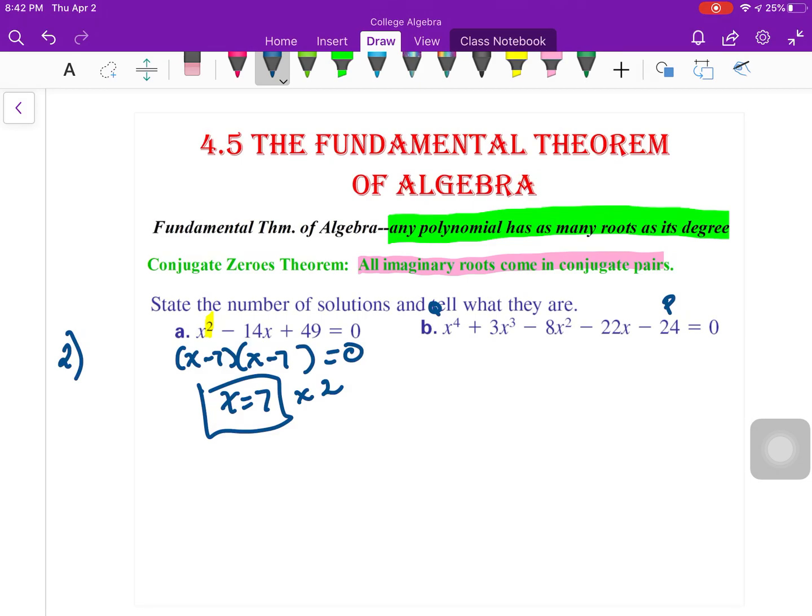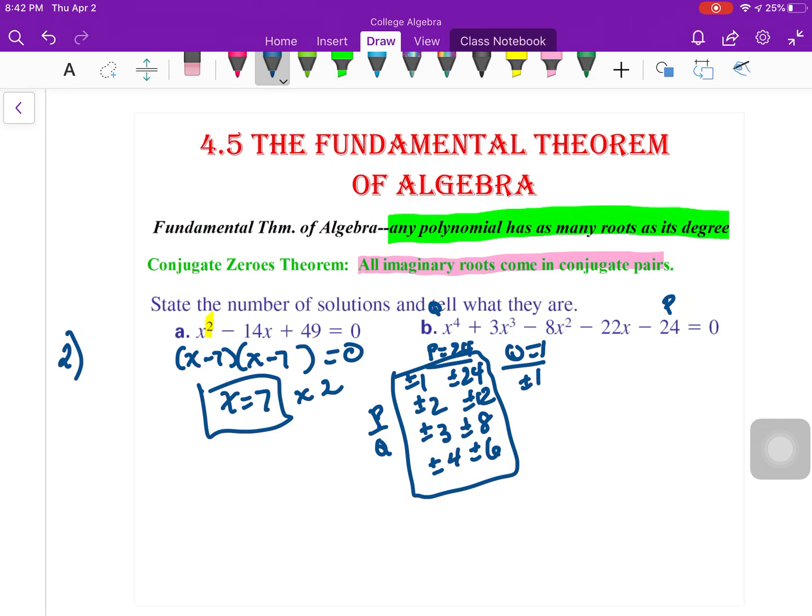This one I cannot factor, so I do my p over q. So the factors of 24 over the factors of 1, which will be the factors of 24. So that's plus minus 1, plus minus 24, plus minus 2, plus minus 12, plus minus 3, plus minus 8, plus minus 4, plus minus 6, all over plus minus 1. So these are my p over q's. And if we check out which ones work, we get a negative 4 works and a 3 works.